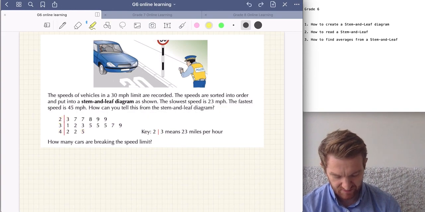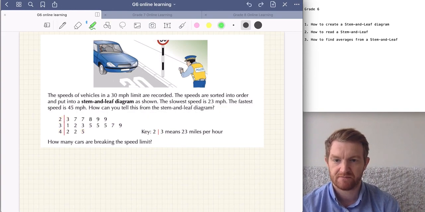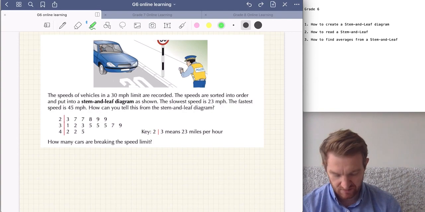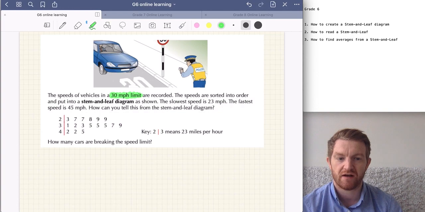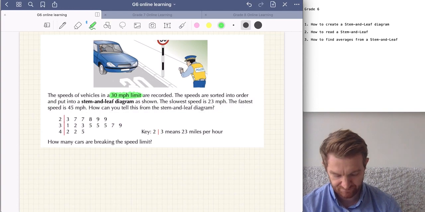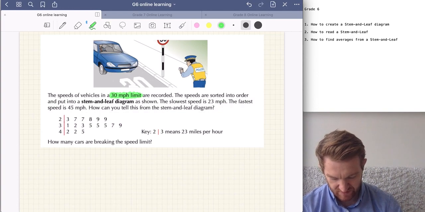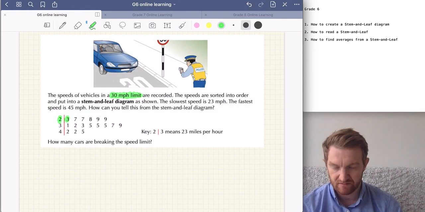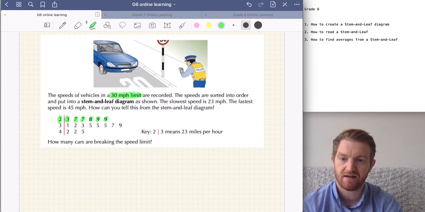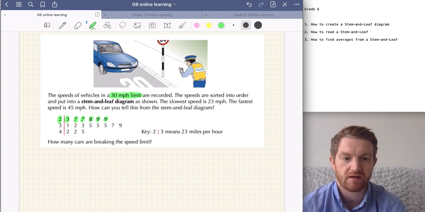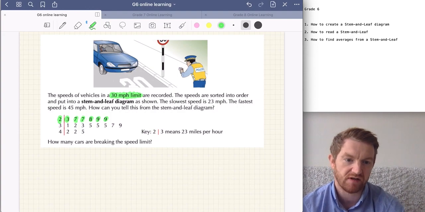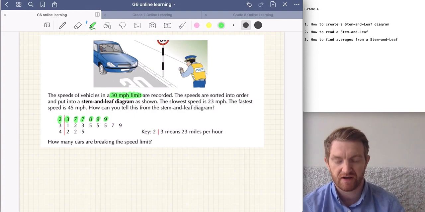It then says how many cars are breaking the speed limit. Well, it says the speed limit is 30 miles an hour. So we're looking for all the cars that are over 30 miles an hour. So we can see the first car, 23, is okay. 27 is okay. 27, 28, 29, and 29. Everything in the 20s column is going to be fine because it says 30 is the speed limit. So anything under 30, i.e. everything in the 20s, must be fine.